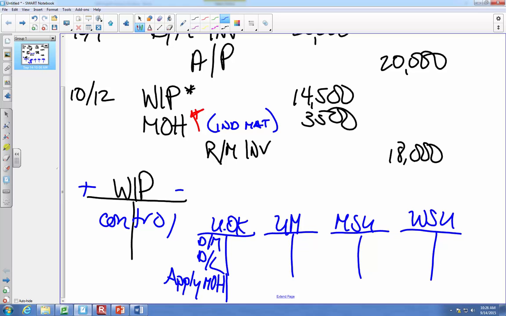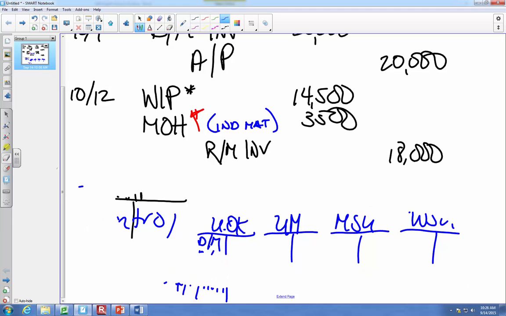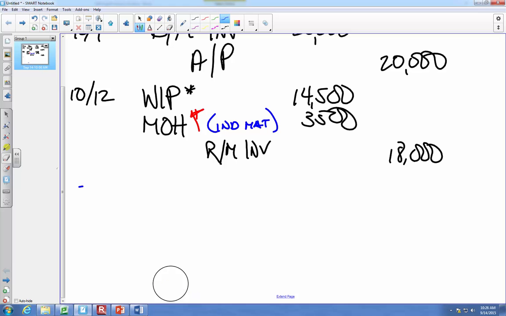And each of these is going to have the same: actual direct materials, actual direct labor, and applied overhead. And when you add all the subsidiaries up, they give a balance here, just like AP and AR. Okay, next transaction.